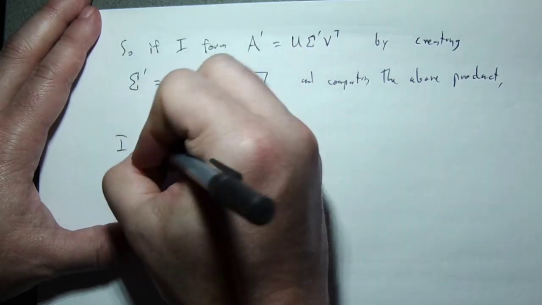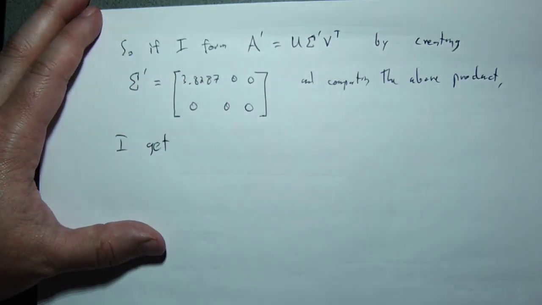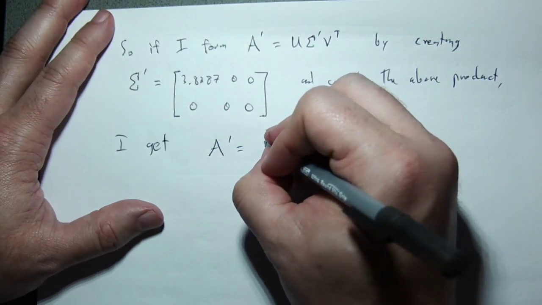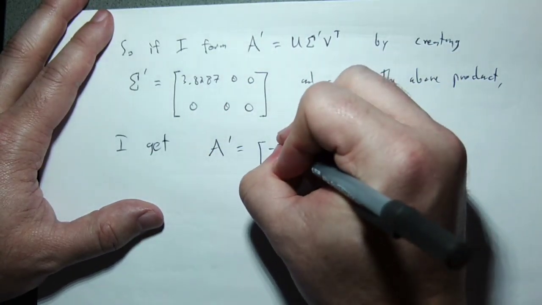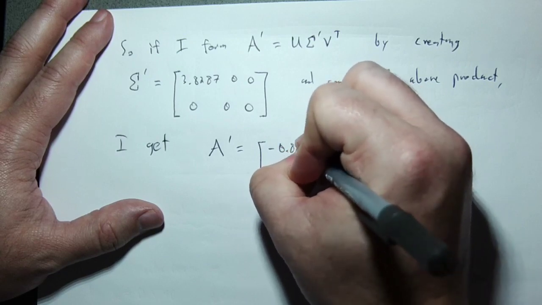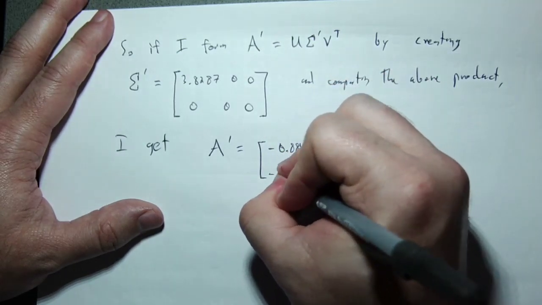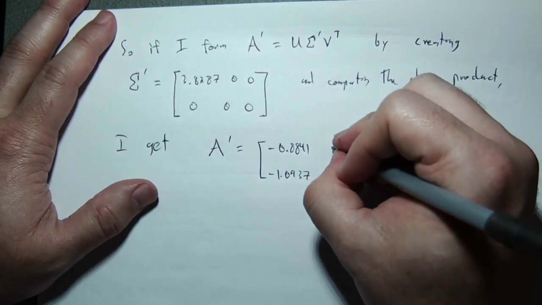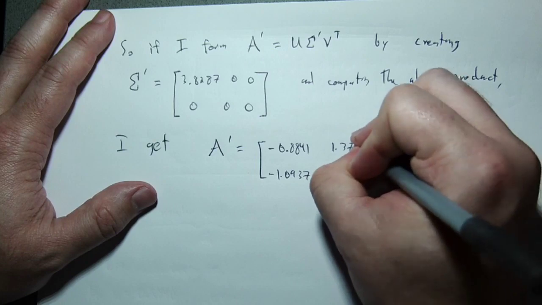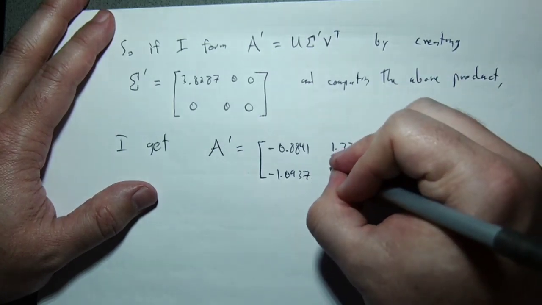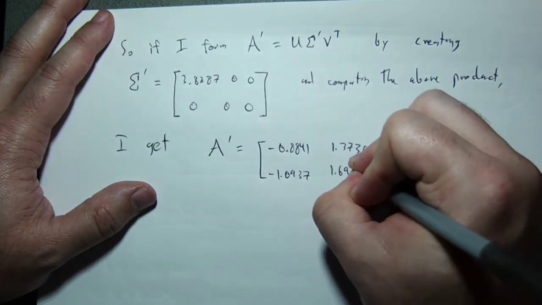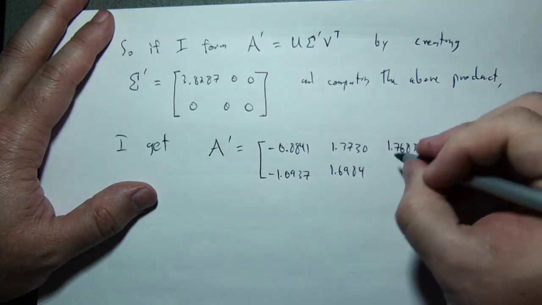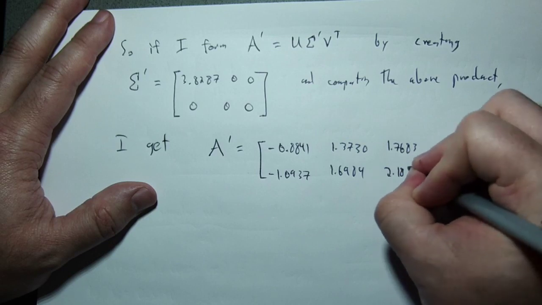I get, as you can see done in the notes, A prime is minus 0.8841, minus 1.0937, 1.3730, 1.6984, and lastly 1.7683, 2.1873.